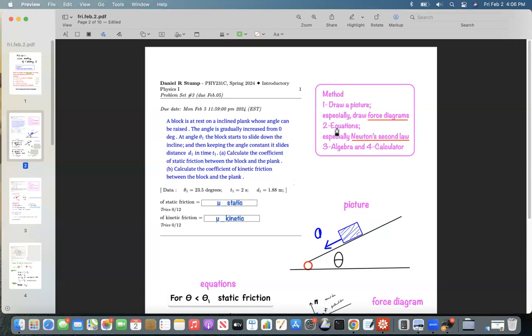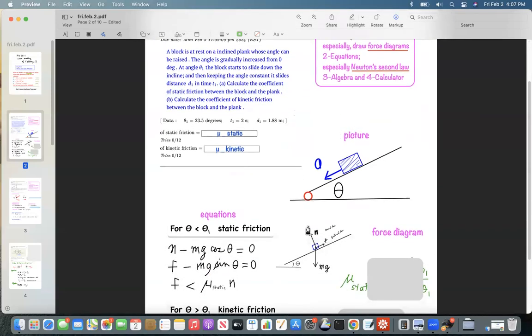The second step in the method of solving the problem is to write down the equations which follow from the pictures. And especially for chapter 4, Newton's second law. Then the third step is to apply algebra to these equations and obtain an expression for the answer. For example, coefficient of static friction, mu static, or mu kinetic. And the last step is to use your calculator to convert the expression into a number. It'll be a number with a unit. You can use your calculator to calculate the number, but you can't use your calculator to calculate the unit. You have to figure out the unit by looking at the equations.